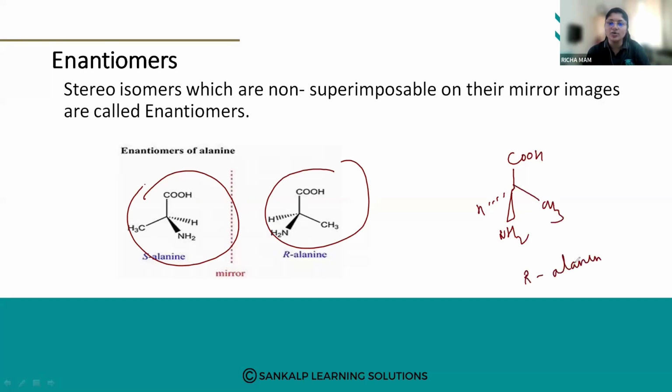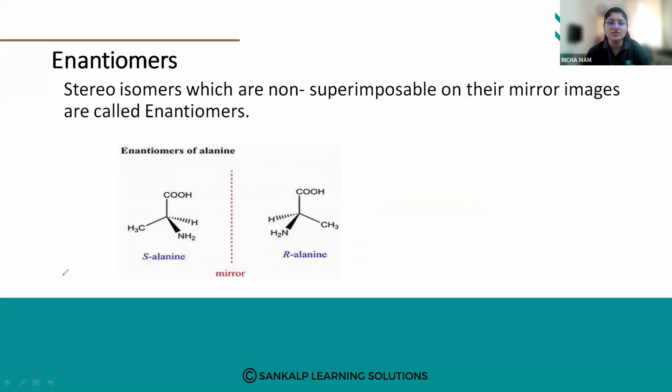So I'll put another molecule on this, in another color: COOH, and here will be NH2, and here will be CH3. Is it superimposable? No, they are non-superimposable on their mirror images. Such stereoisomers are called enantiomers. Let me take some more examples of enantiomers.